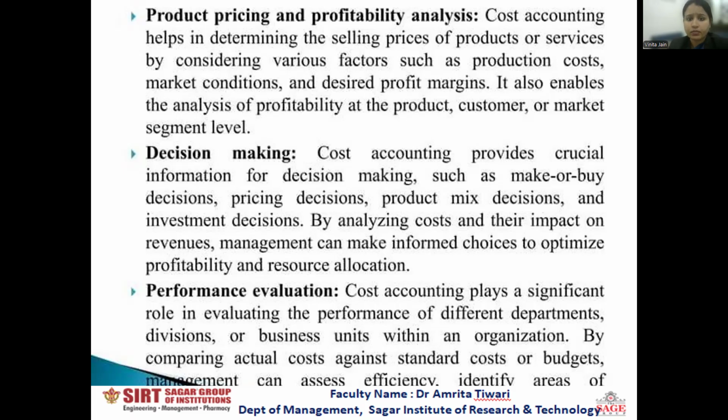Decision making. Cost accounting provides crucial information for decision making, such as make or buy decisions, pricing decisions, production mix decisions, and investment decisions. By analyzing costs and their impact on revenue, management can make informed choices to optimize profitability and resource allocation.